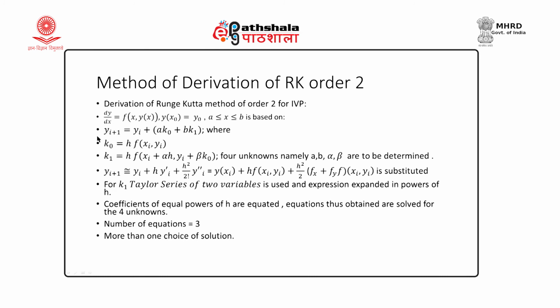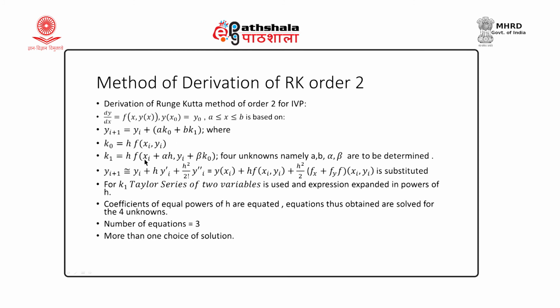We know by Taylor series, the derivation is based on the Taylor series only. So, y_{i+1}, if we are writing up to the terms up to power of h equal to 2, we get y_i plus h y_i dash plus h square by 2 y_i double dash, that is y_i plus h y_i dash plus h square by 2 times (f_x plus f_y into f), that we have done previously, at the point (x_i, y_i). So, this is the left side in this equation. k0 is h f(x_i, y_i).